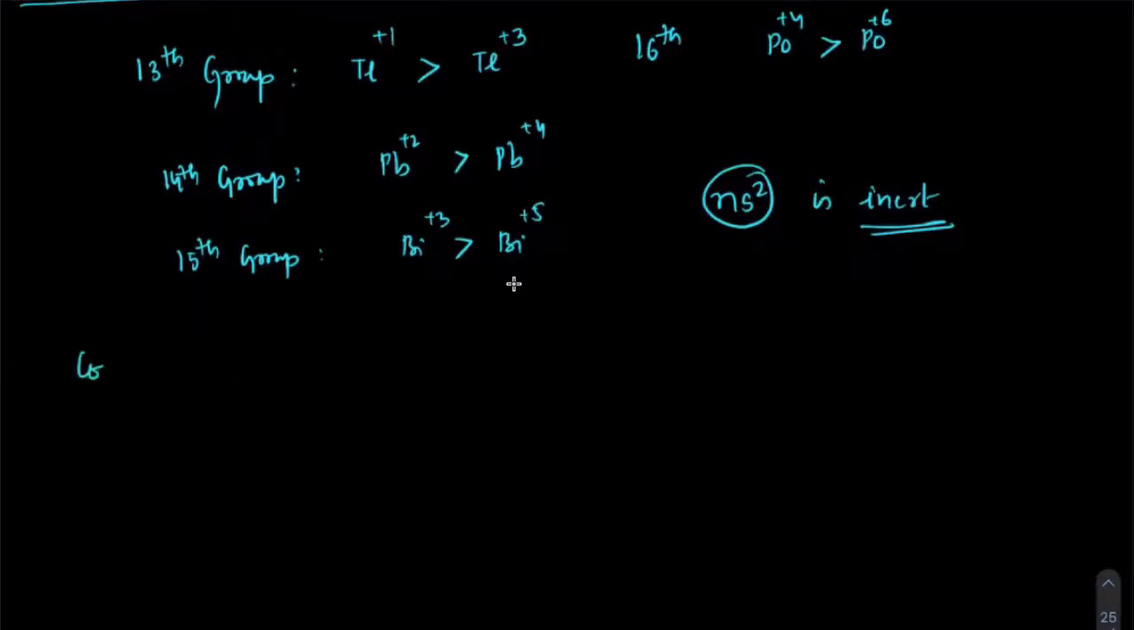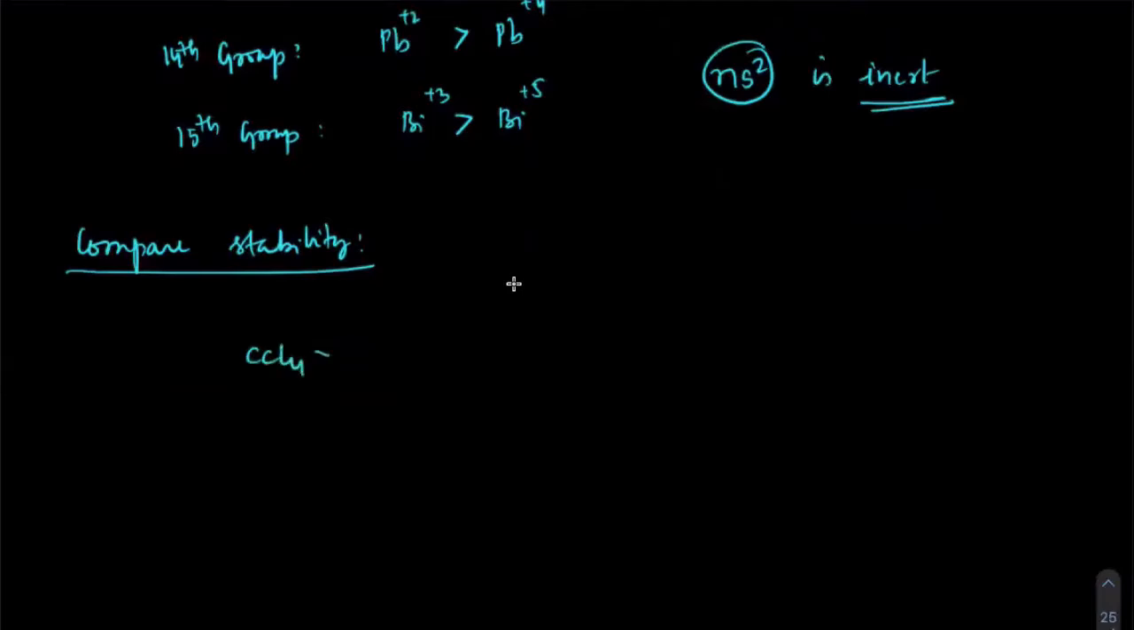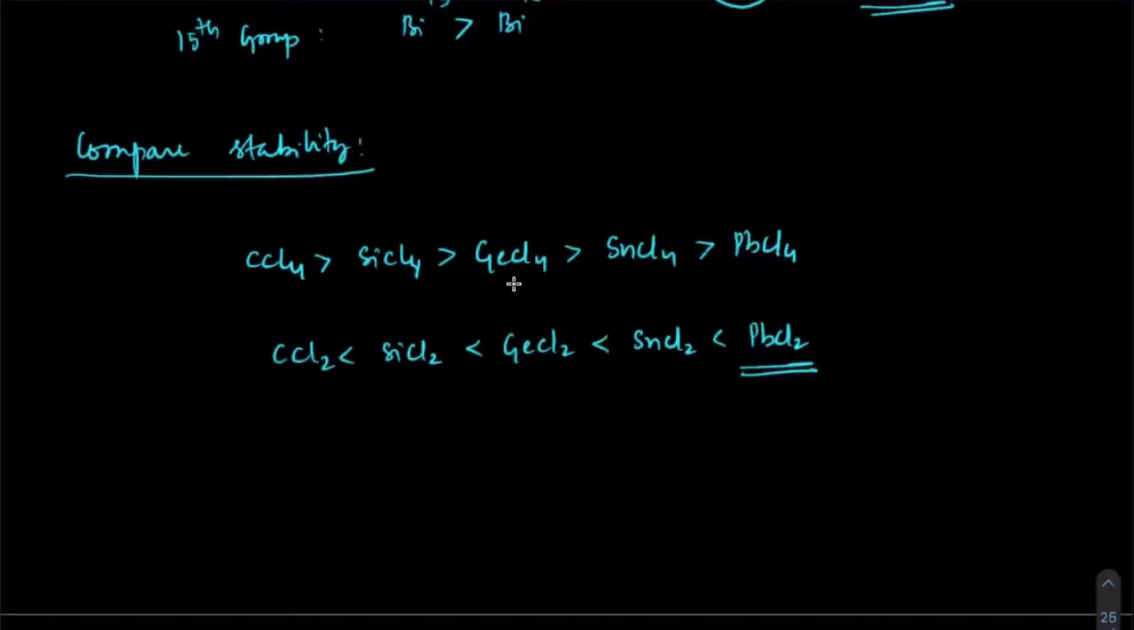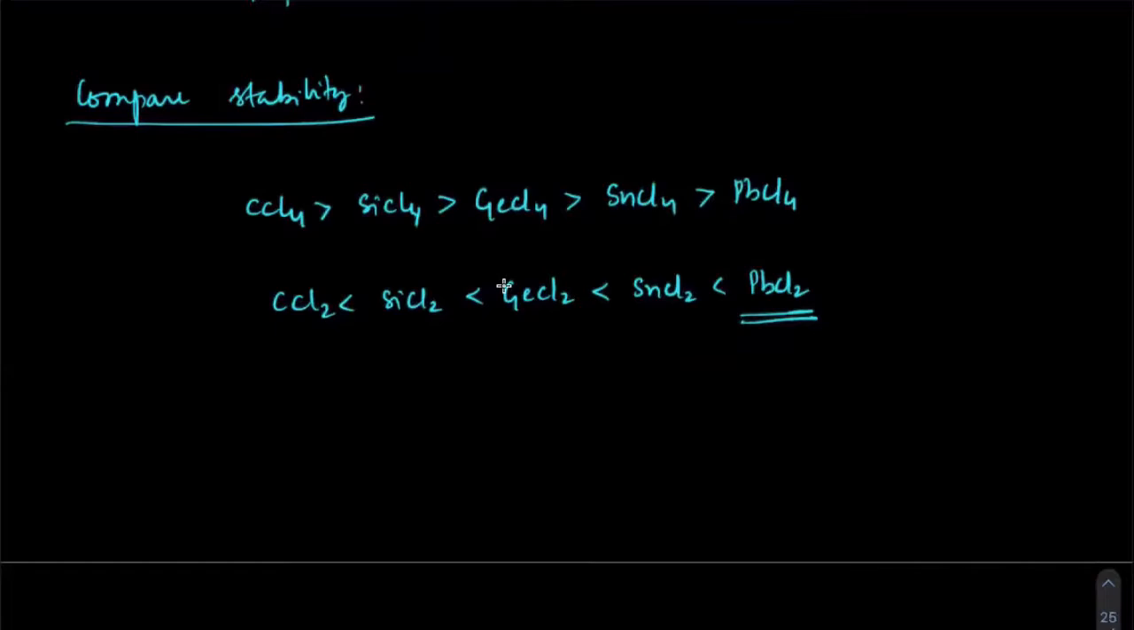If we compare the stability based on the inert pair effect, CCl4 is more stable than SiCl4, which is more stable than GeCl4, more stable than SnCl4, more stable than PbCl4. But CCl2 is less stable than SiCl2, less stable than GeCl2, less stable than SnCl2, less stable than PbCl2. PbCl2 is very, very stable, so stable that it will exist as a precipitate. Got it? Yes, sir, the inert pair effect is clear.